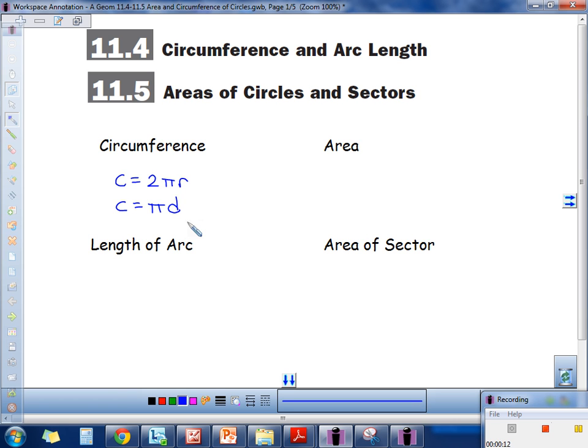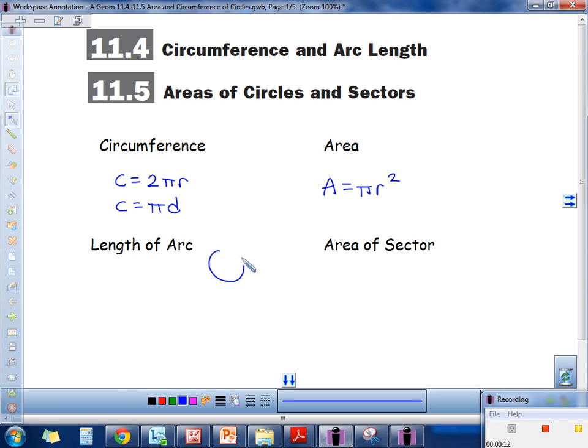Now a lot of you said the area formula for circumference, so you got it backwards. The area formula is good old pi r squared. So those you should already know from elementary school and Algebra 1, middle school as well. But now we're going to modify some things and add to it a little bit for arc length and area of a sector. So I'll draw a quick little picture.